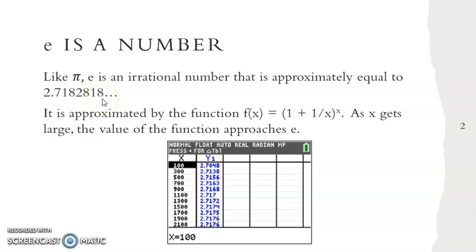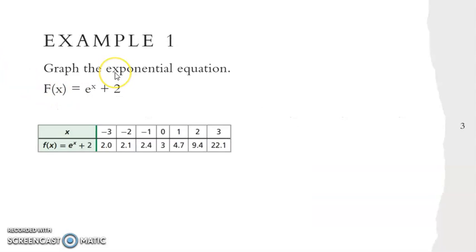Let's take a look at how to graph an exponential equation where e is our base. In example 1, we're asked to graph the exponential equation, f of x equals e to the x plus 2. So the first thing that we would do is create a table of values. I always pick a few negative numbers, 0, and a few positive numbers. That way, if anything unique happens, I'll be able to catch it in my graph.